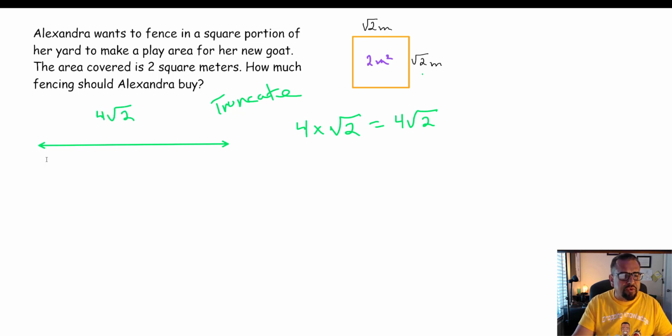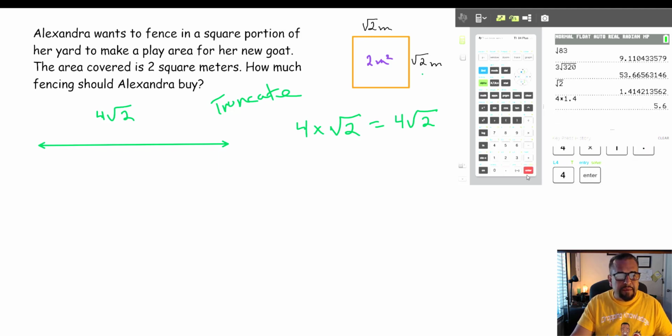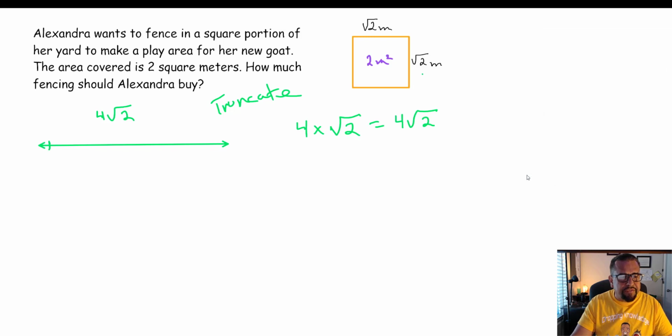We want to know in between what two numbers this would land. Well, simple. Let's pull out our calculator again. We're going to do 4 times, what did we say? 1.4 is right here. So 4 times 1.4 is going to give me 5.6. So we know our first number here is 5.6.